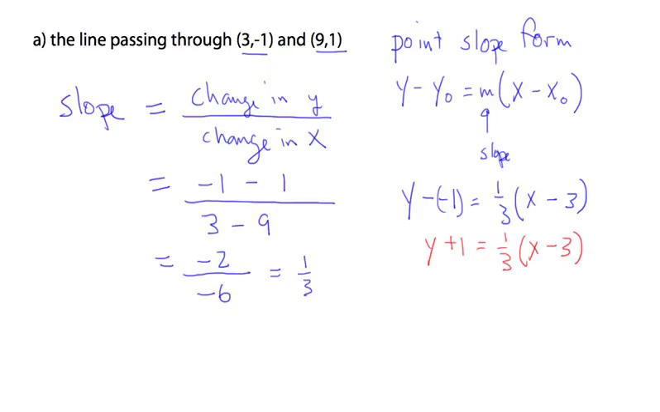But we could also do this another way. We could write it as y minus 1, now using the second point, is equal to 1/3 times x minus 9. You can check and see that these are the same equation by graphing them. You can try substituting points in. There are lots of ways.